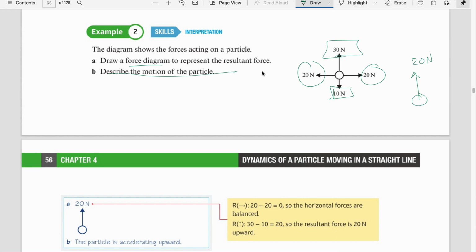Describe the motion of the particle. If I see this diagram as a resultant, I know that the net force is upwards. So if there is ever a net force, F equals ma. If a net force is there, that means the object is accelerating. So the motion of the particle is that it is accelerating upwards.